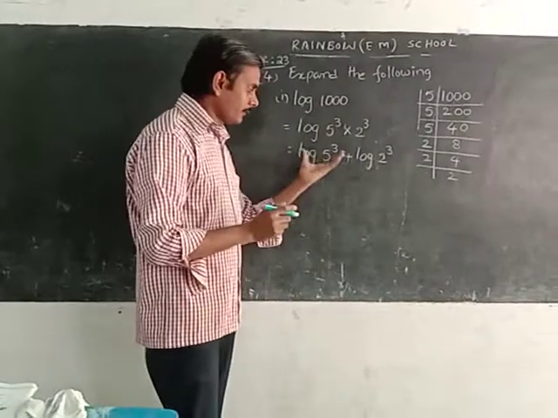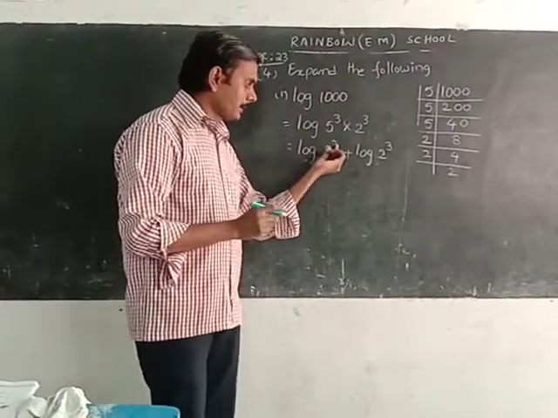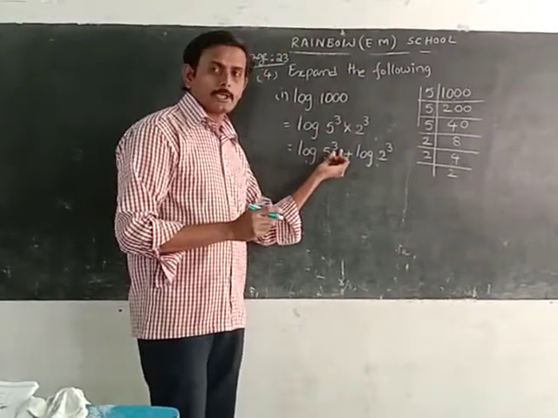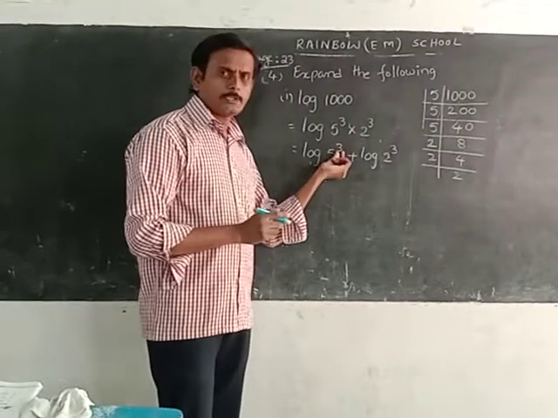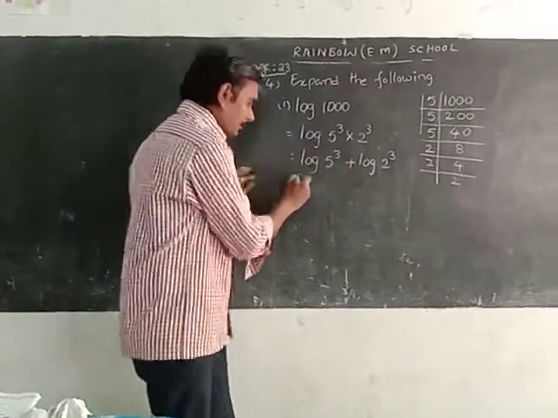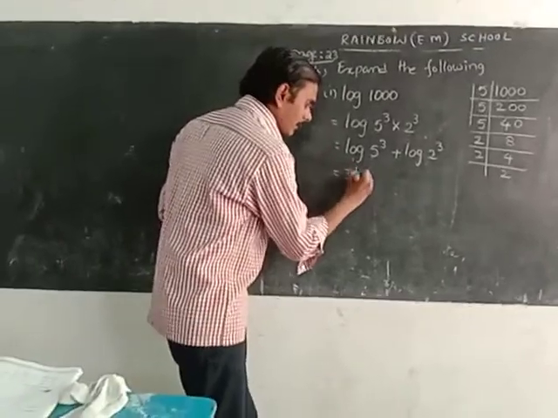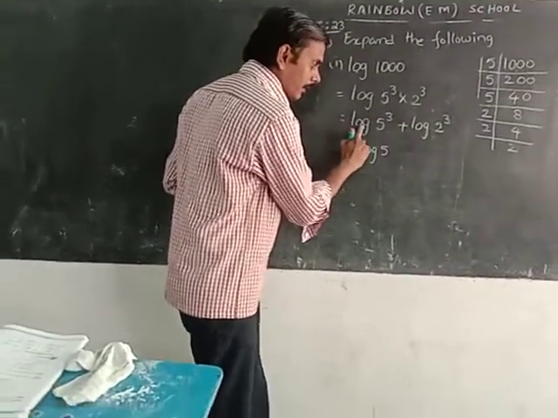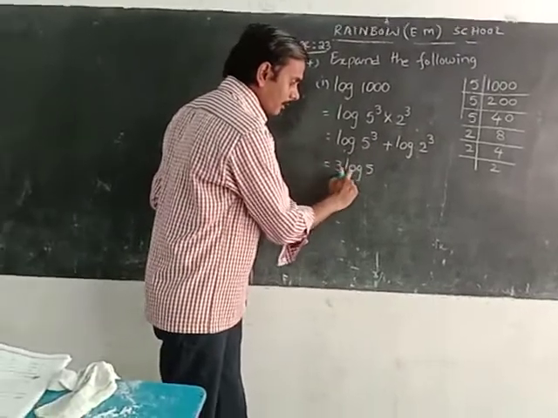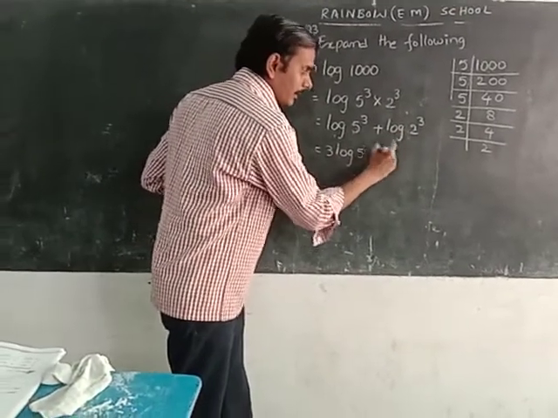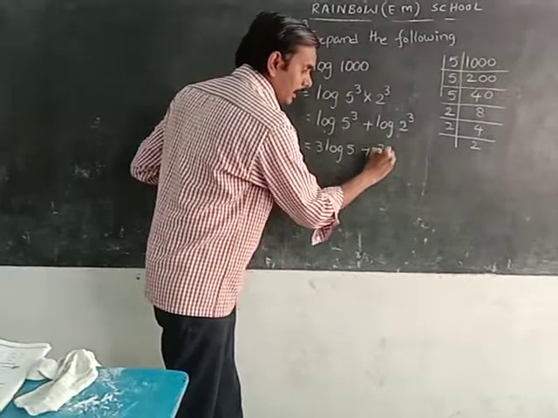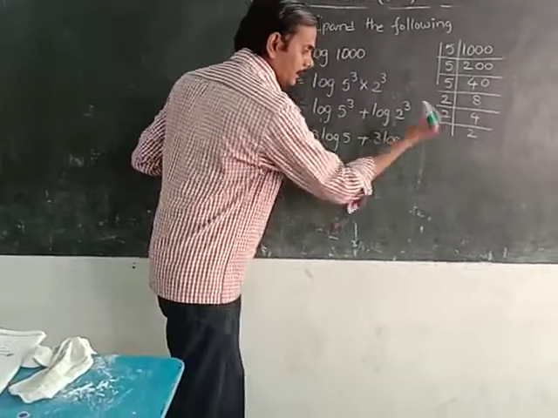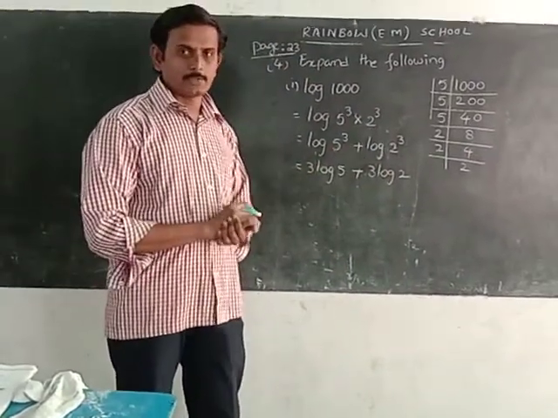Now, which form is it in? Log x power m. Log x power m means m log x. Whenever an exponent is there, write it simply before the log. Similarly, this one also is log x power m, so 3 log 2. This is the answer for that one.